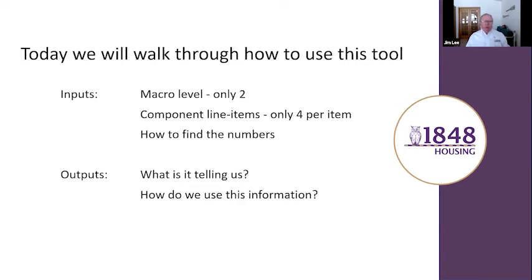We're going to see that on the macro level of the inputs, there are only really two. On the component level, there are only 4 per item. The components are basically the building components. So it may be the roof, it may be the driveway, it might be the dining room tables, or it might be the living room sofas. It's all the components that we need to think about, but we only have relatively few inputs per line item. And we want to discuss how to find some of those numbers that you may not have the expertise to just come up with on your own.